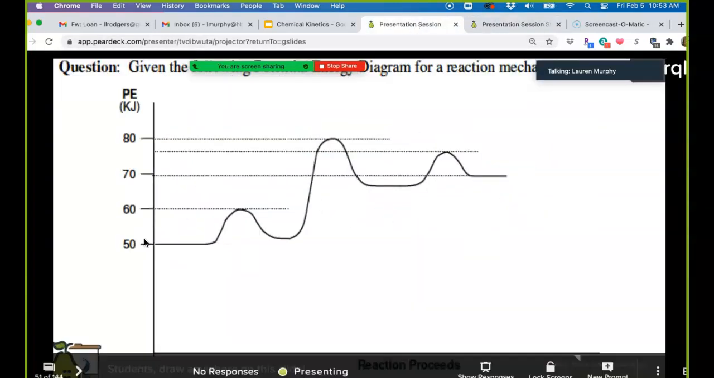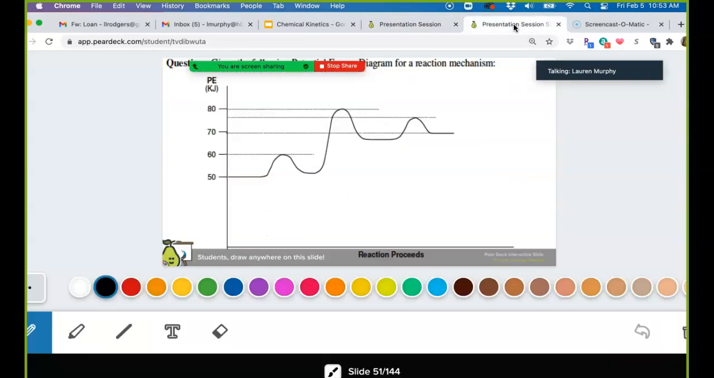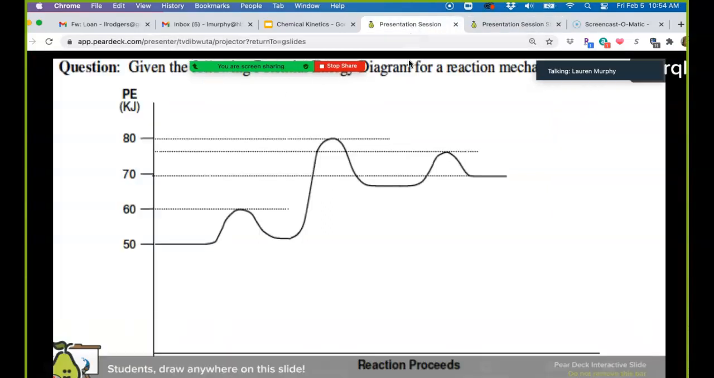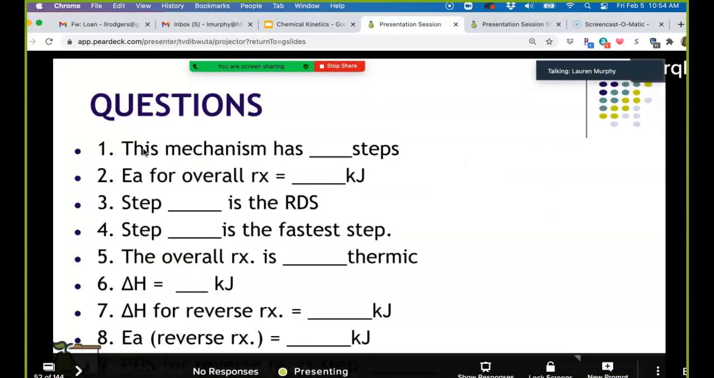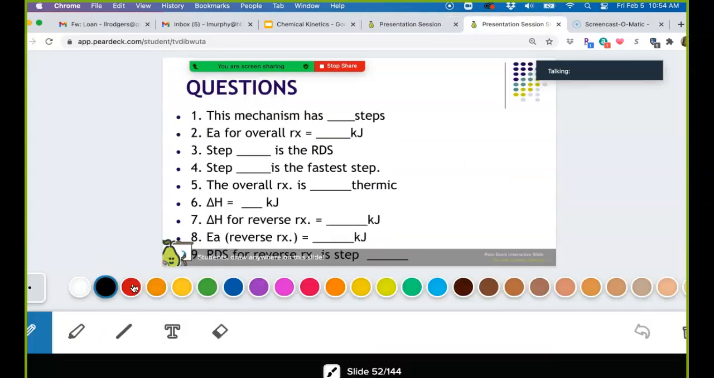So I have this 3-step mechanism. Oops, I guess I shouldn't have said that. We weren't there yet. I have these 3 hills, okay? It's obviously more than one step because I see multiple hills. I'm sorry, I'm going to have to keep flipping back and forth because my questions are on the next slide. So this mechanism has how many steps? I already said it, right? It's 3. Why? Because it has 3 bumps, 3 hills.